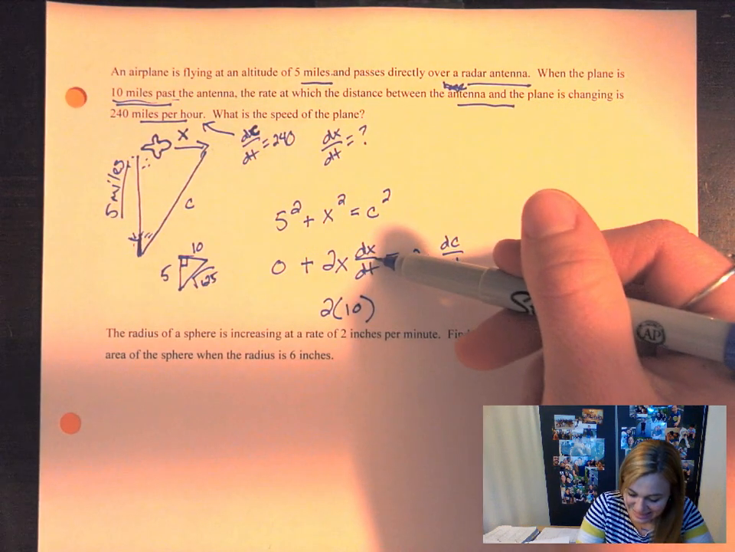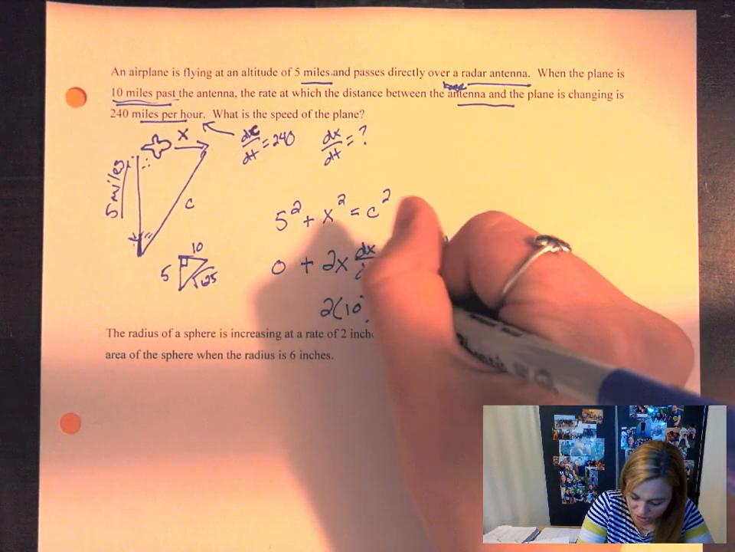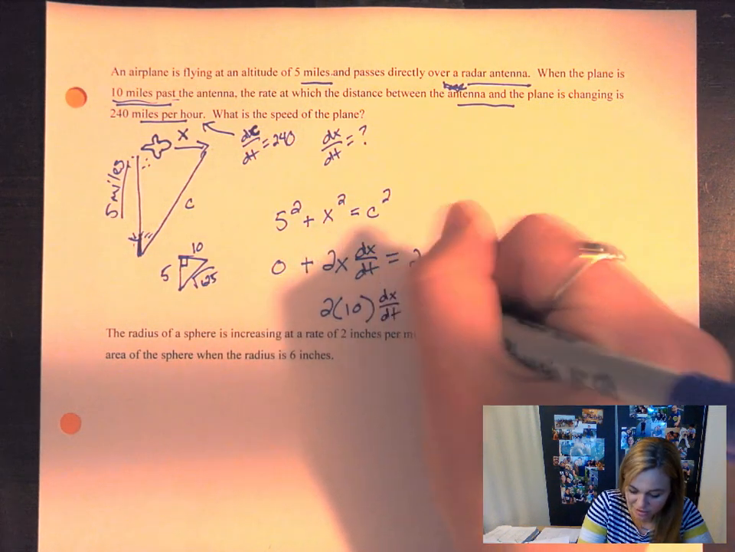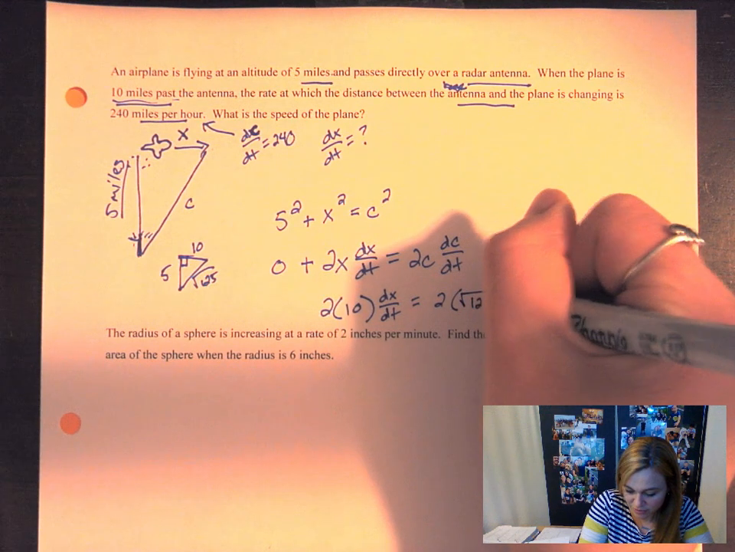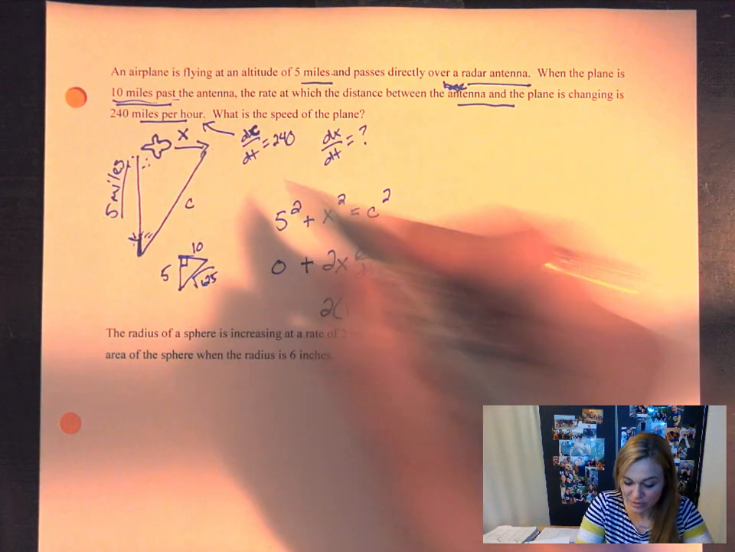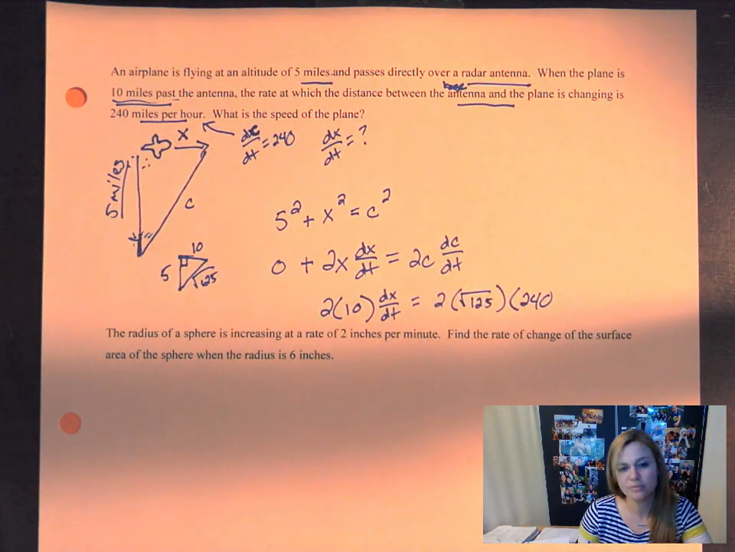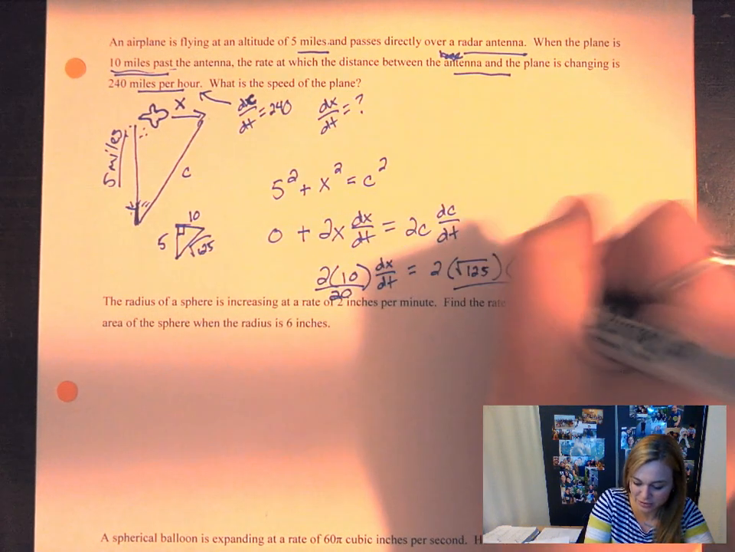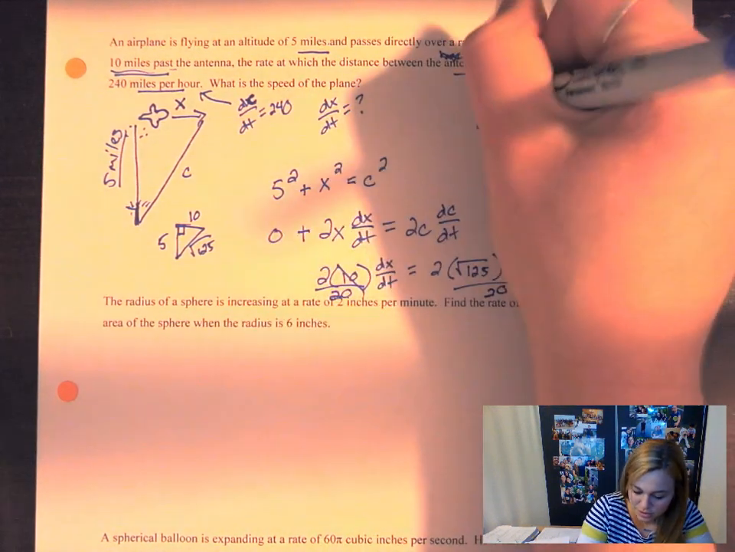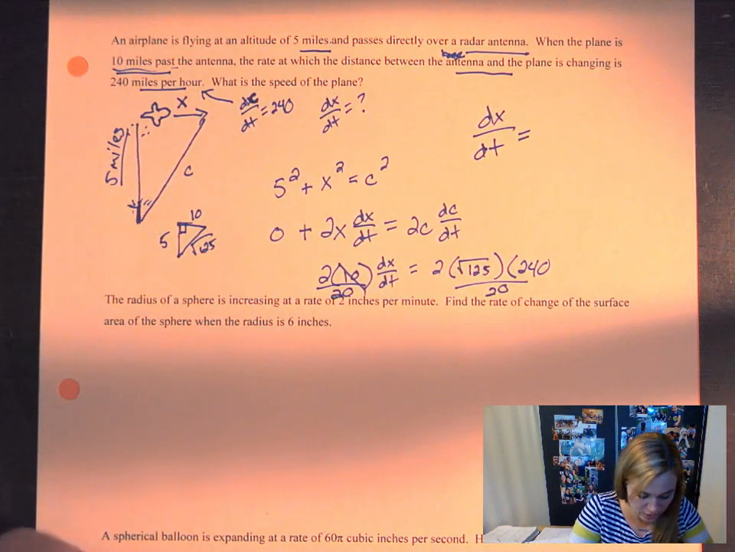My dx dt would be the thing that I'm trying to find. That's the speed. 2c was the square root of 125. dc dt was the one that was given to me as 240. And then I'm going to take both sides and divide this by 20 over here, 20 over here. So dx dt, 2 times square root of 125 times 240 over 20.